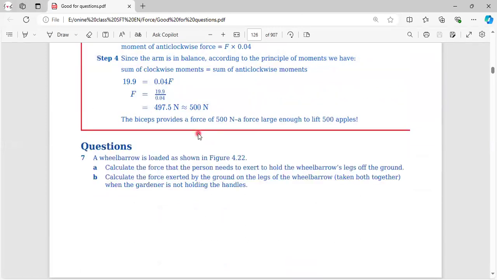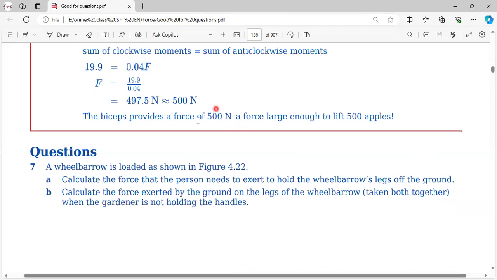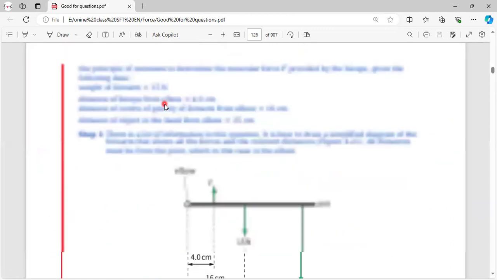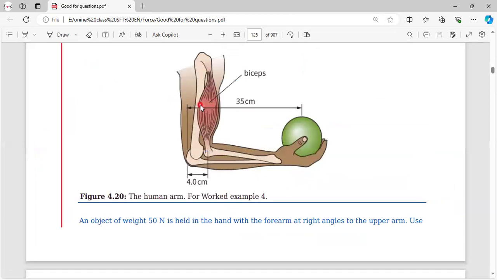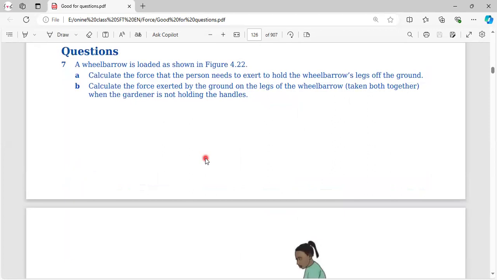Which means that to lift a 50 newton weight, if the bicep is perfectly perpendicular, the bicep will give 497.5 newtons of force, right? However, this is only applicable when the bicep is perfectly perpendicular, okay? Only in the perpendicular case. In the other case, it is different, right?